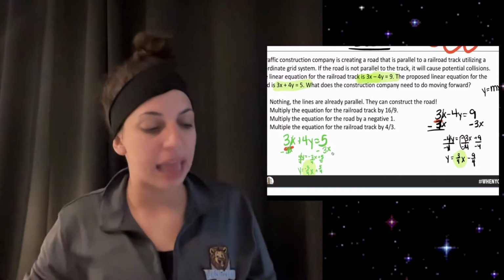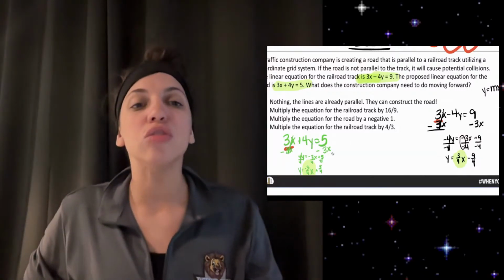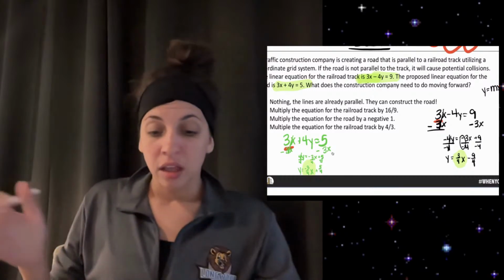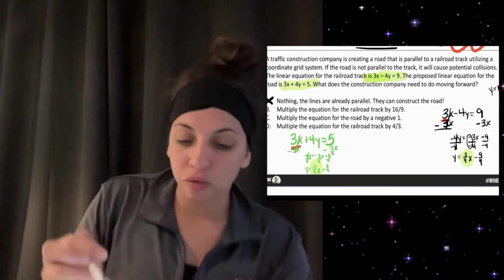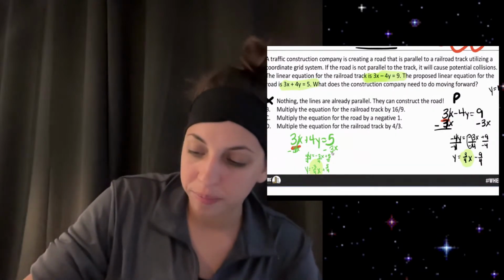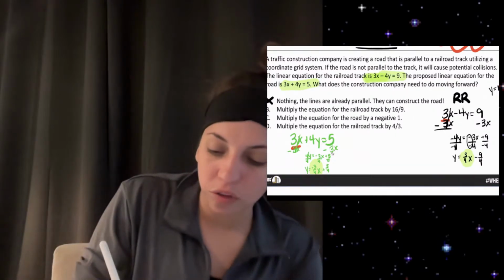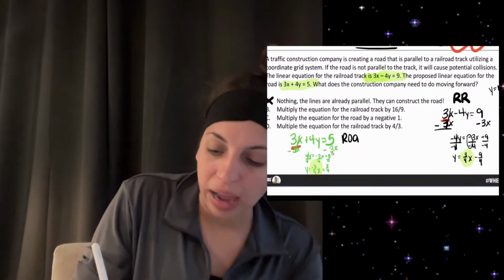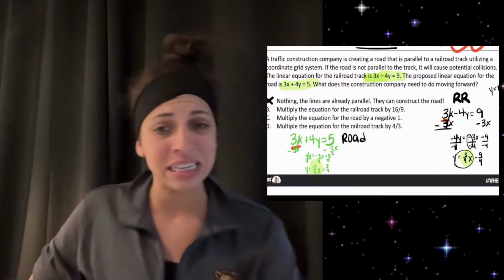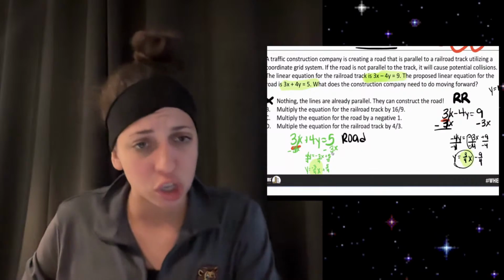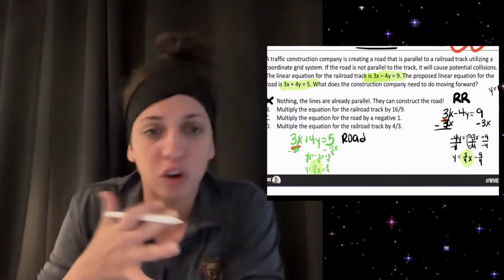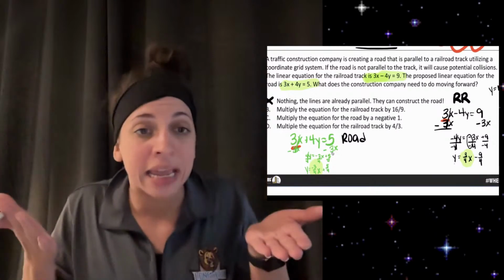How am I going to make -3/4 and 3/4 the same? Multiply the equation for the railroad track. Now, this one over here is the railroad track, and this one over here is the road. So if I multiply the railroad track by 16/9, is that what I need to do? No, that's way too much. I don't need to do all that. I just need to make one negative or one positive to make them the same, right?